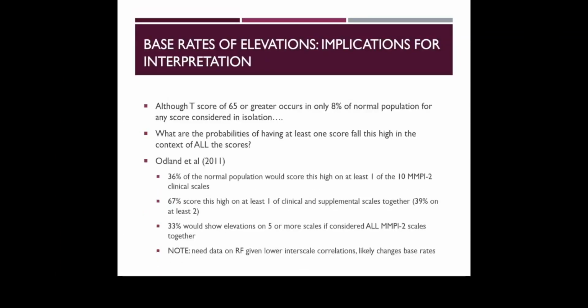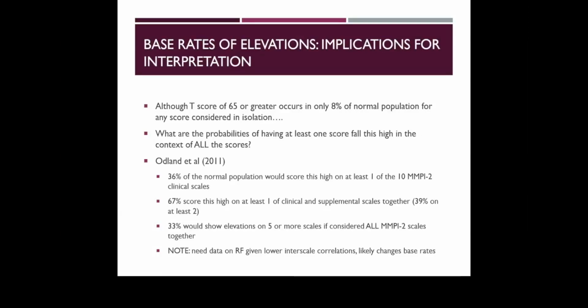And Oldland, in 2011, published a paper based on the MMPI-2, and they showed that 36% of the normative population scored a T of 65 or greater on at least one of the 10 clinical scales. Again, keep in mind that the clinical scales were the basis of the MMPI-2 interpretation. If you only had those 10 scores, a third of the normative sample scored at 65 or above on at least one of them. So what does that mean? It means it's not that unusual for someone to score high on at least one of the 10 clinical scales when you consider all of them together. It's not that rare of an occurrence. It's 8% in isolation, 36% when you think of the 10 scales.